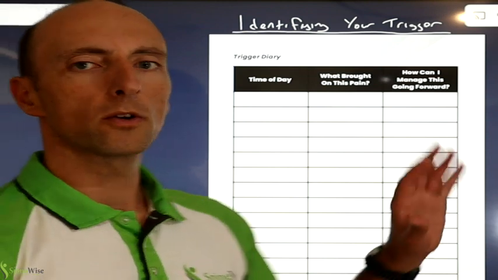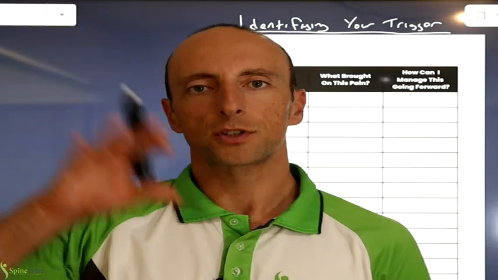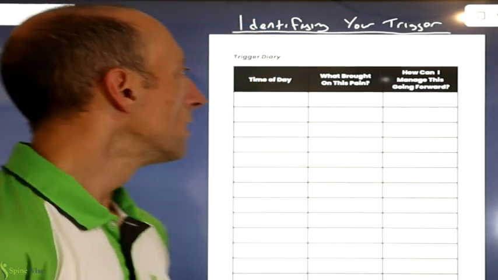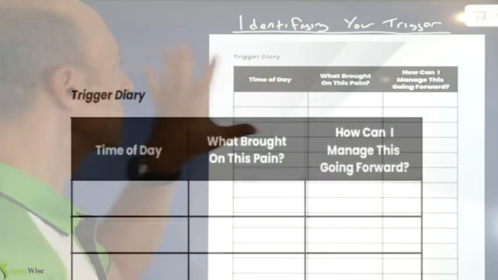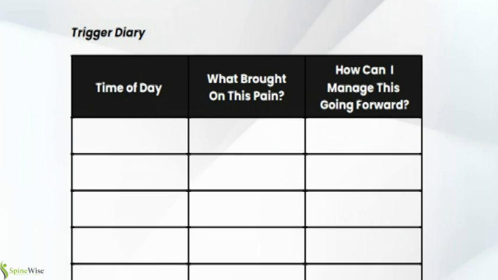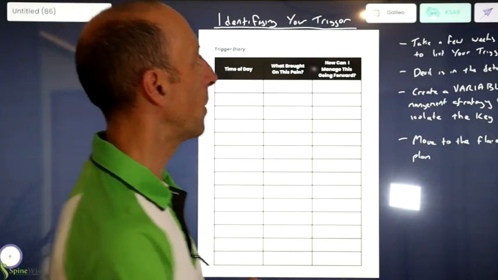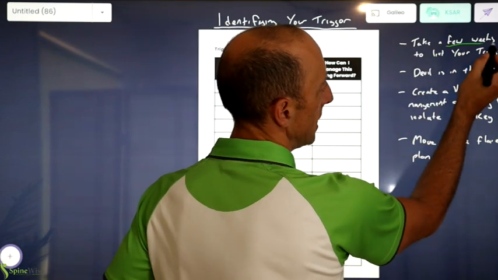All right, so there's a couple of different steps we need to do. Step one is what we call trigger identification. Step two then is trigger management. And we're going to do this in two separate ways, okay? So first one here is trigger identification. This is what we call our trigger diary. In this, what we want to do is over the course of a few weeks, okay? This is really important. You need to do this over a few weeks.